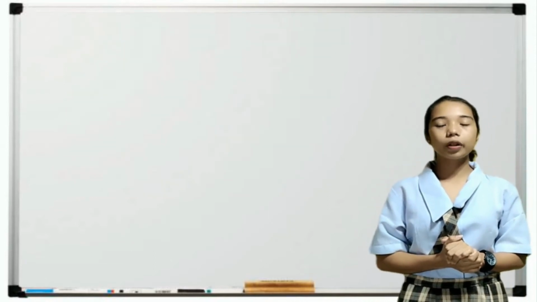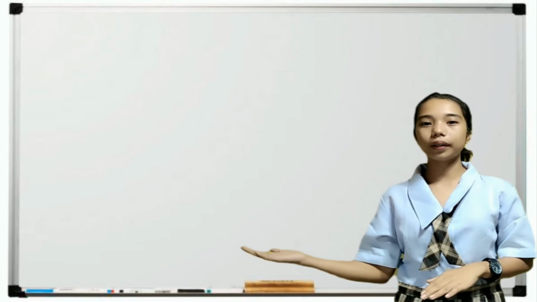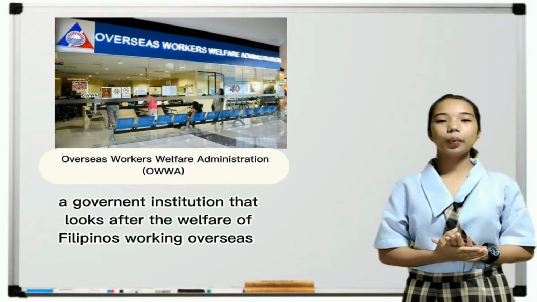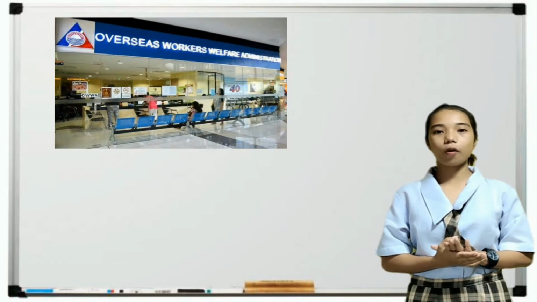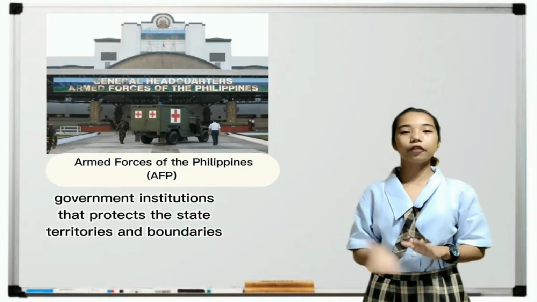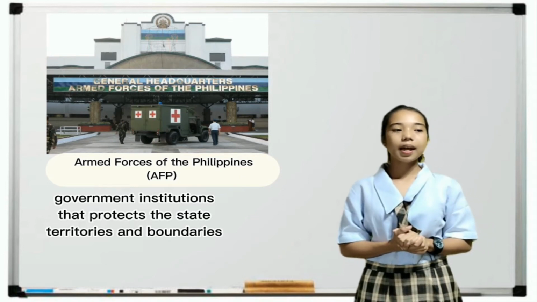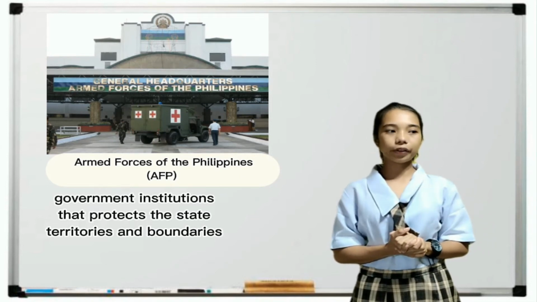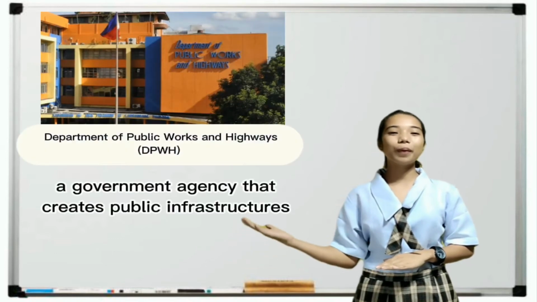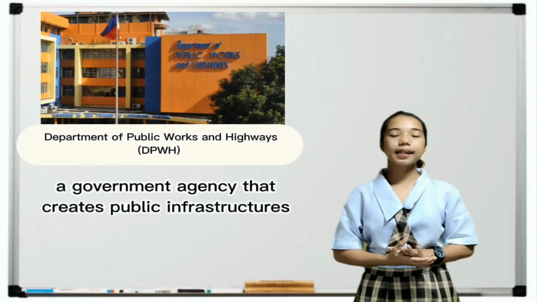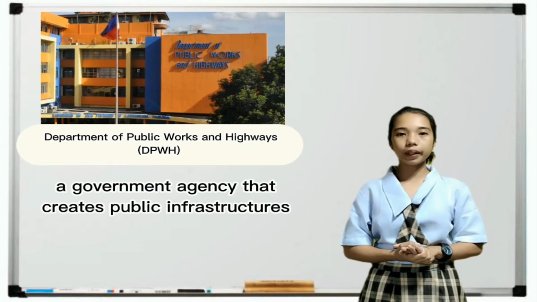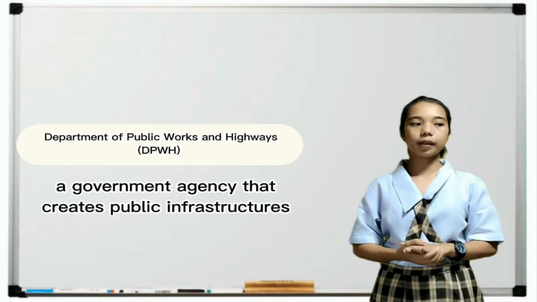Overseas Worker Welfare Administration or OWWA. This is a government agency that looks after the welfare of the Filipinos working overseas. Armed Forces of the Philippines or AFP, a government agency that protects the state, territories, and boundaries. DPWH, Department of Public Works and Highways, a state agency that creates public infrastructures like school buildings, roads, and bridges.